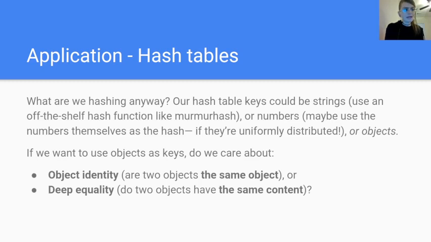So we're in a bind in JavaScript for using objects as keys with object identity. By the way, the map class in JavaScript uses object identity. If you pass in two different objects with the same content, they will not be the same object.